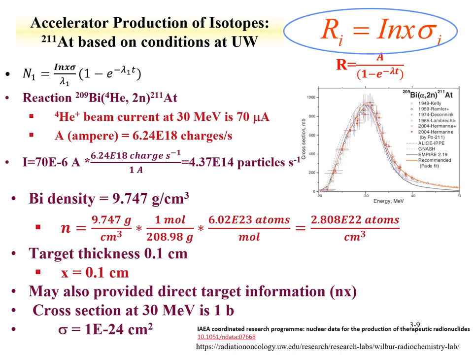This cross-section for this reaction is about 1,000 millibarns. So that's one barn, and we'll use that as the cross-section. And remember, that's 10 to the minus 24 centimeters squared per barn.